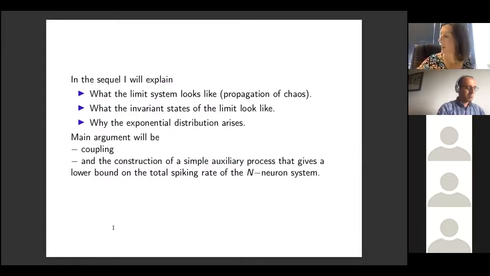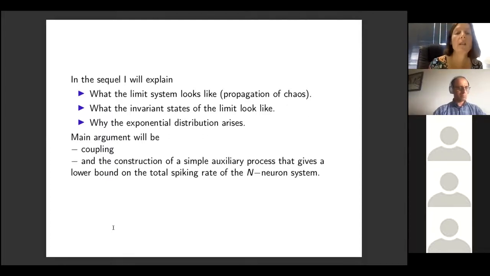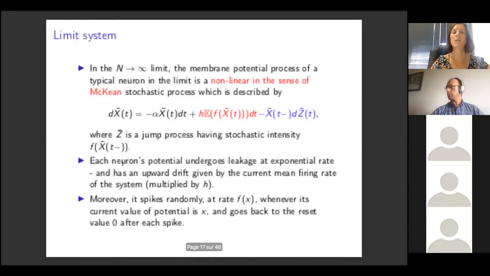So depending on the time that remains, I will try to explain three things, at least some ideas behind them. The first is what the limit system looks like. The second, what the invariant states of the limit look like, and then why there will be this exponential distribution. And the main mathematical argument of our approach will be coupling. I will explain that, and the construction of a simple auxiliary process that will give us a lower bound on the total spiking weight of the finite system, and that is easy to study from the large deviation point of view. I will just give some hints on all these ideas in the sequel.